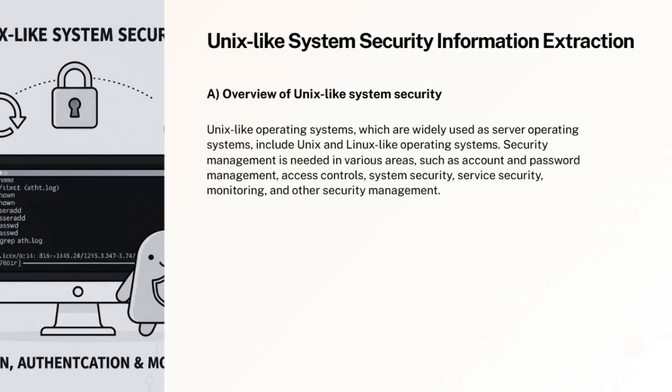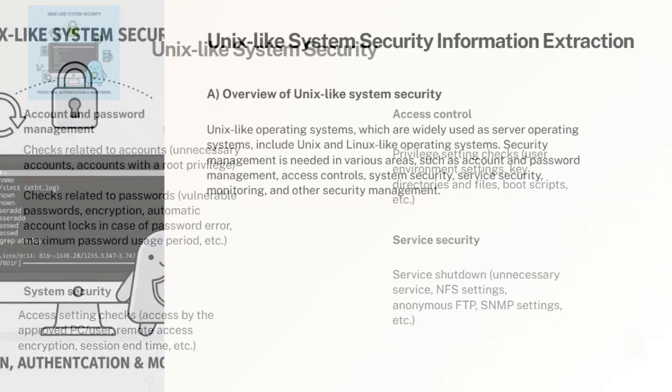Unix-like system security information extraction. Overview of Unix-like system security. Unix-like operating systems, which are widely used as server operating systems, include Unix and Linux-like operating systems. Security management is needed in various areas, such as account and password management, access control, system security, service security, monitoring, and other security management.